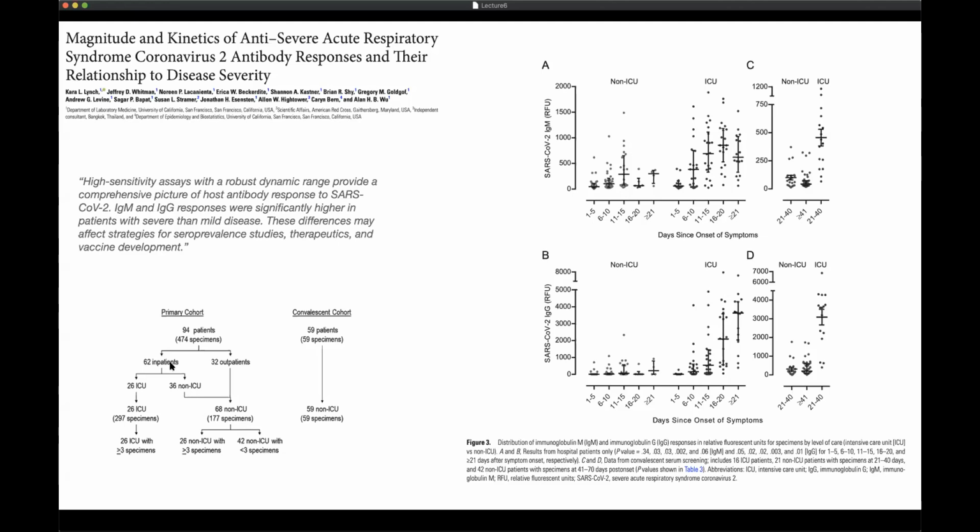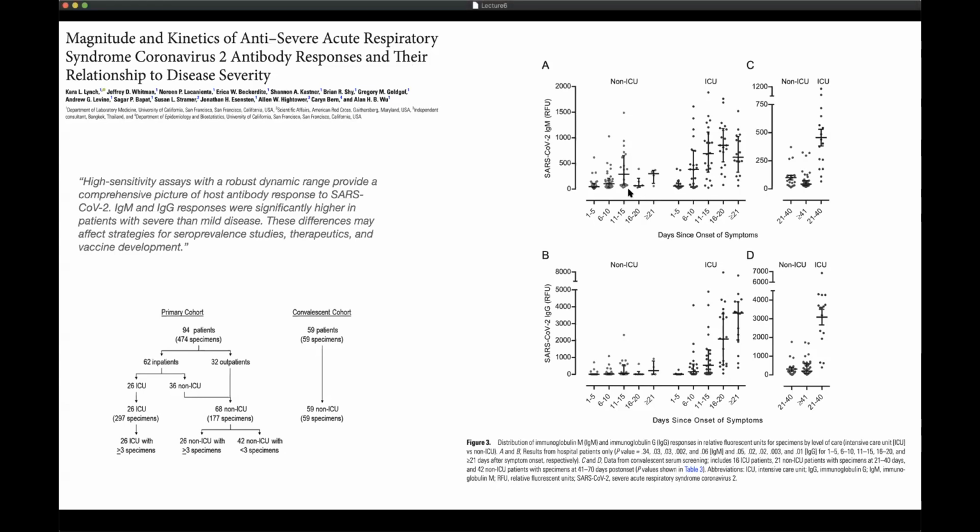To understand what they studied, here's a pretty nice graphical description of the primary cohort they looked at. There were 94 patients that came in. There were 32 outpatients, and they were all put into the non-severe category, or mild disease. And then there were 62 inpatients, out of which 26 went to ICU, and 36 went to non-ICU. So basically it's ICU versus non-ICU, and you had a convalescent cohort which recovered, and they were also not involved in ICU.